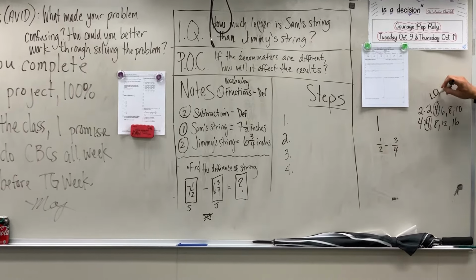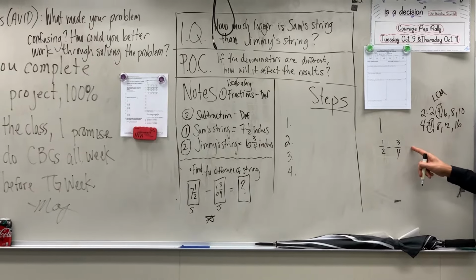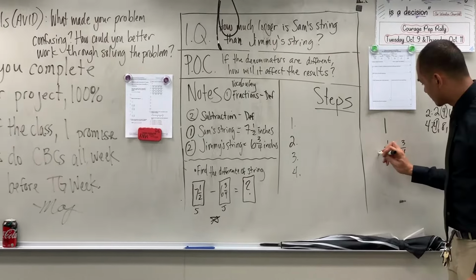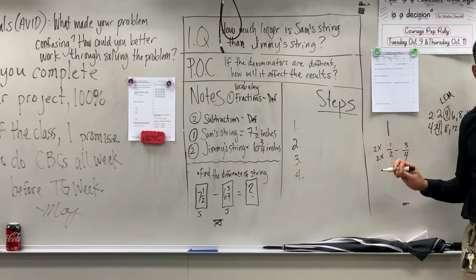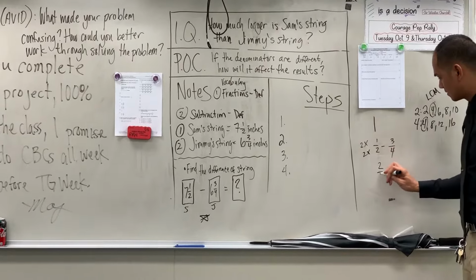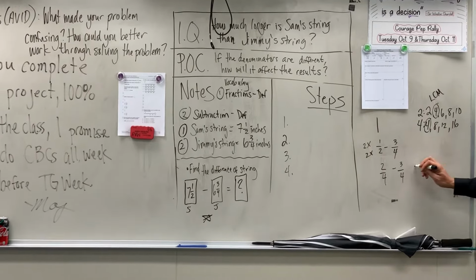This is called the LCM. So we know it's a 4. Do we have to change 3/4? No. Do we have to change 1/2? Yes. How do we change 1/2? So I just do this. You have to do it to the numerator. Thank you for using your academic vocab, guys. So 2 times 1 is 2. 2 times 2 is 4. Now 2/4 minus 3/4 is 1/4? Yes. What are we missing?